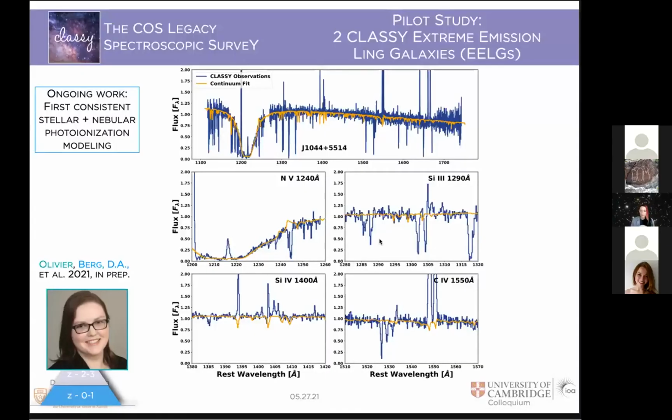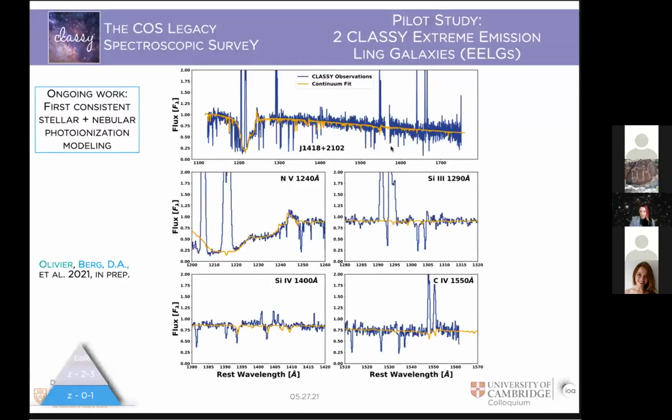It's a light-weighted average of different bursts that we can put together. And we can then use this as input to our photoionization models to fine-tune this for each galaxy, to see if we can reproduce the lines with all of the conditions we measure. Now, here are two examples of those galaxies.